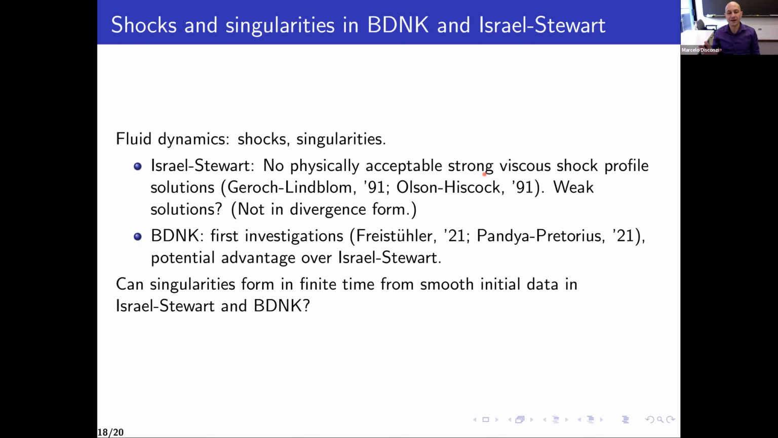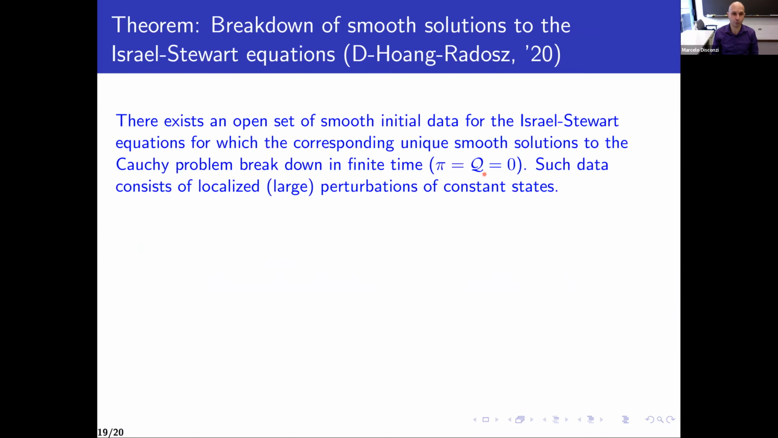Okay. So I'm not going to use the word shock because we didn't prove that shocks develop. We proved that some singularity happens. Okay, let me state the theorem, then you see what we do. The theorem says that there exists an open set of smooth initial data for Israel-Stewart, for which the corresponding unique smooth solution to the Cauchy problem breaks down in finite time.